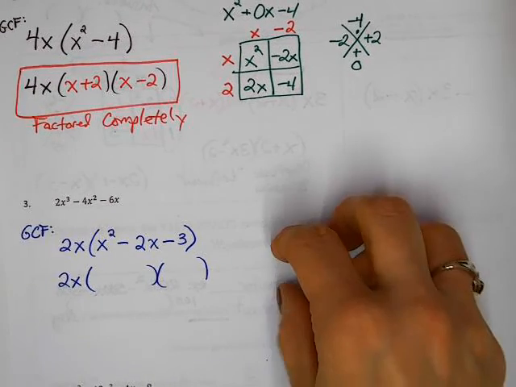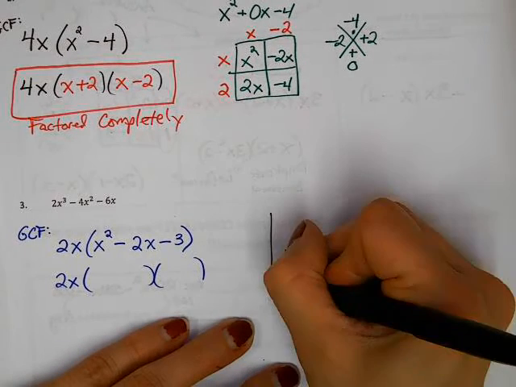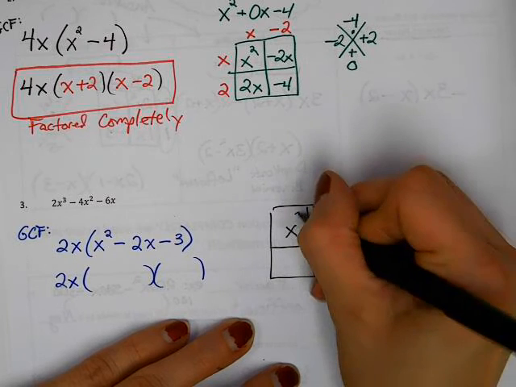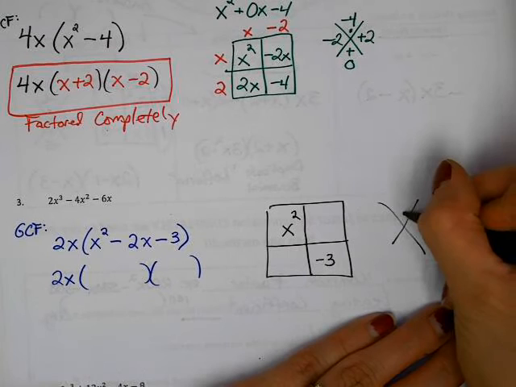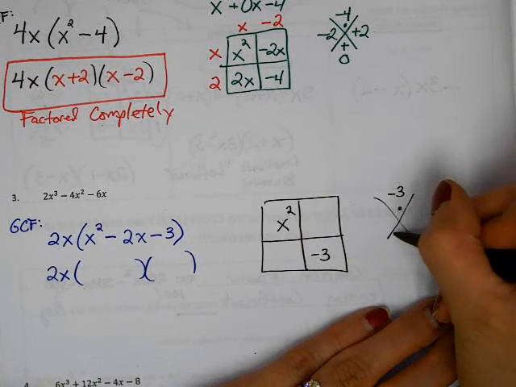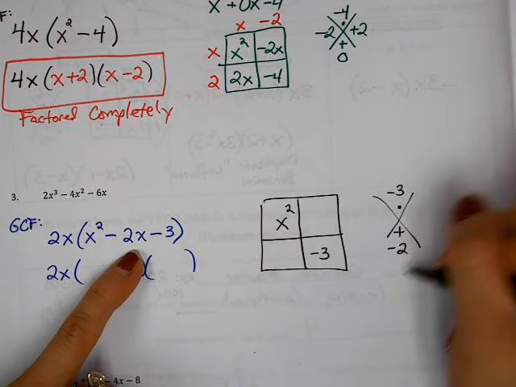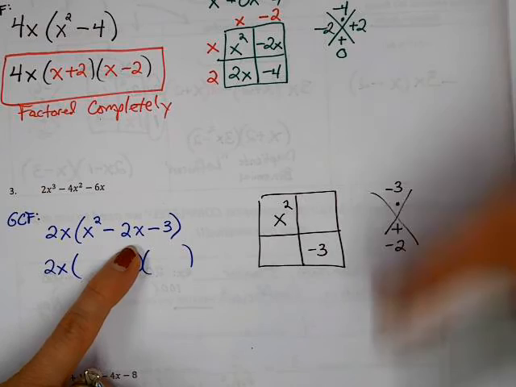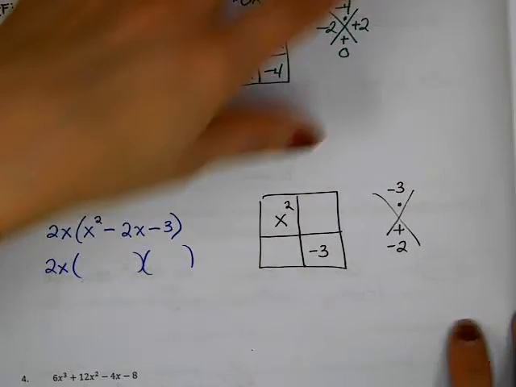And let's go over here and do our technique to figure out if it can be factored. Okay, so I've got my boxes. X squared and negative 3 go in the corners. The multiply number is negative 3, and the add number is negative 2. Now, if I'm going too fast here, just stop the video, catch up, work at your own pace. I'm showing the technique, but some of you may need to go faster or slower.